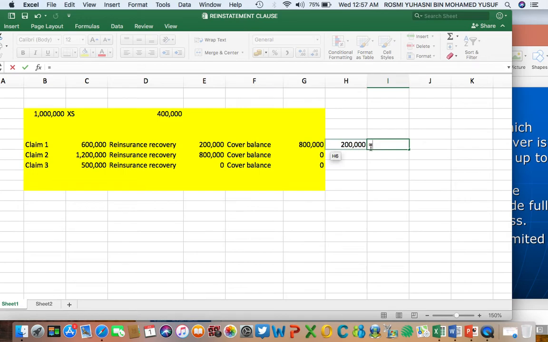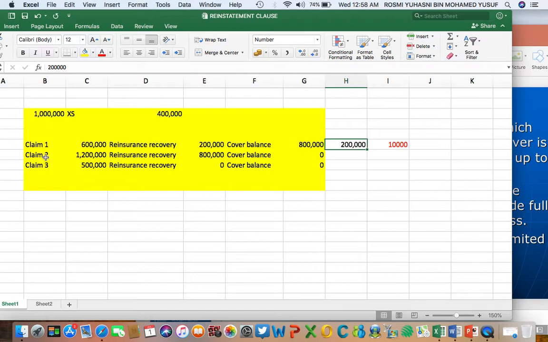the claim, let's say 200,000, divided by the original cover, 1 million, and times the annual premium. Let's say the annual premium is 50,000. So the additional premium paid by the insurer will be 10,000. So the insurer will have to pay 10,000 to get back this 200,000.